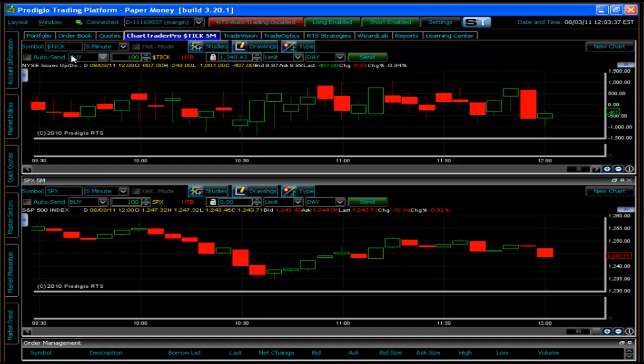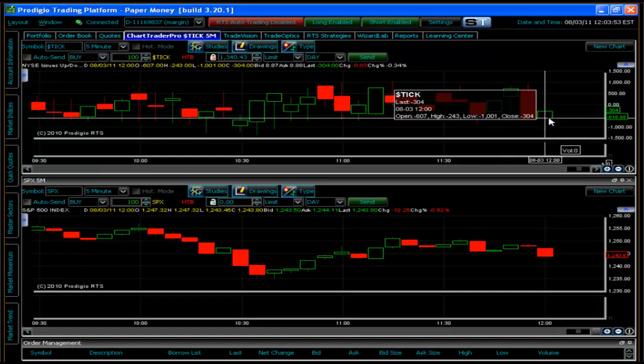If it's ticking up, that counts as a +1. If it's ticking down, that counts as a -1. So you look at all of these stocks and you sum up everything, and that's going to give you a number. And that number is going to be either greater than 0 or less than 0.